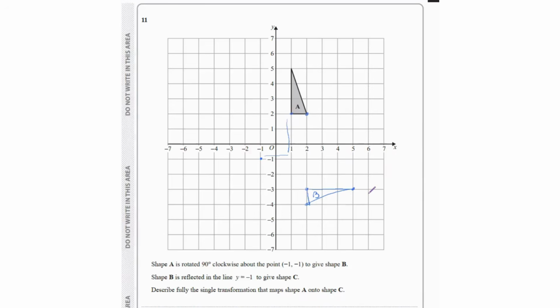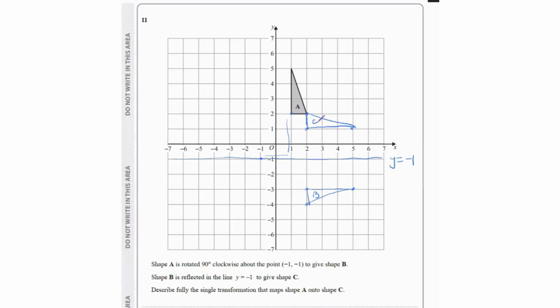I'm drawing this freehand. Now, triangle C is a reflection of triangle B in the line y equals -1. This is y equals -1. So if we reflect this, it's going to come over here, 2 units away. So again, 2 units away over here. This point comes over here and then this. So this is your reflection.